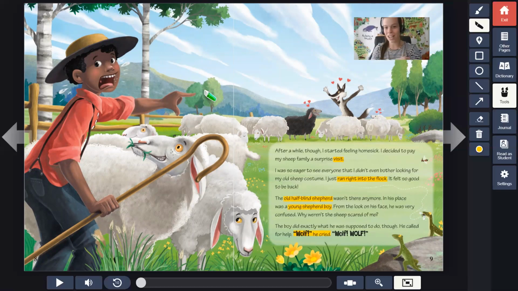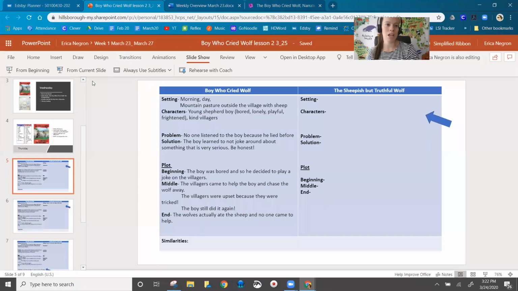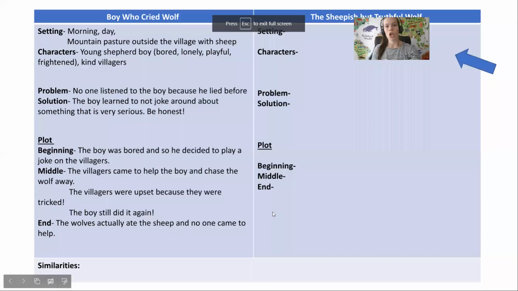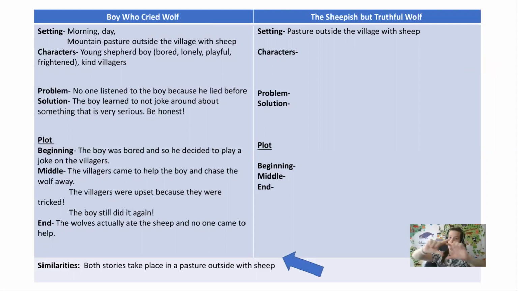All right. So that is the beginning of the story. When you are going in, let me see, where am I? Okay. So let's think about our setting. You should have identified that we're in a similar setting. It's outside in the pasture, outside of the village with sheep. Kind of very, very similar. So, if you were already thinking about those similarities and differences, you can go ahead and place that at the bottom of a chart. Both stories take place in a pasture outside with sheep.